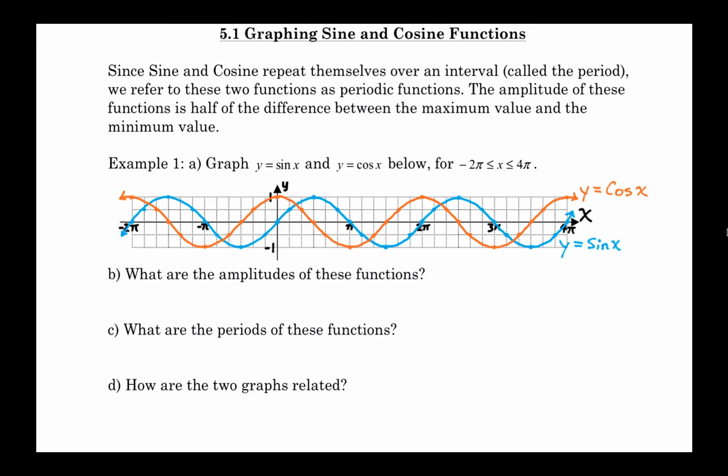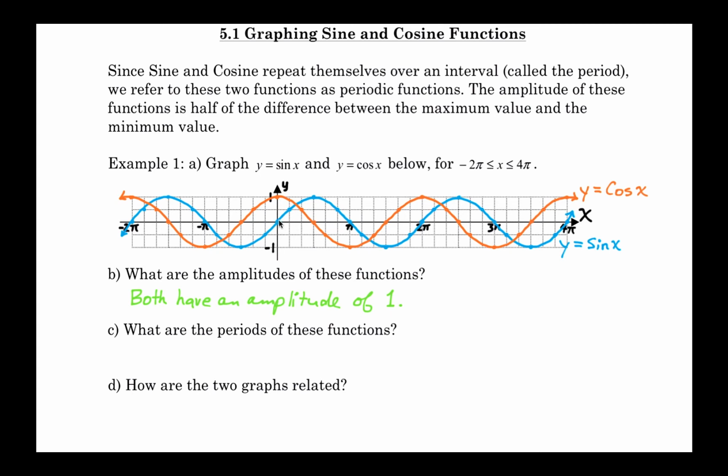So amplitudes of both of these functions, they both have an amplitude of 1. So the amplitude of 1 can be figured out if you go from high point to low point, from positive 1 down to negative 1. That's 2, and half of that is 1.